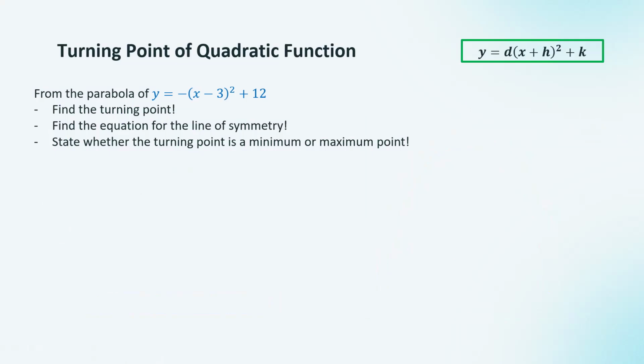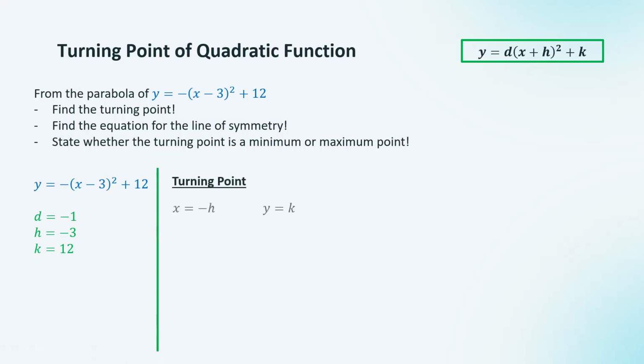Now, let's take a look at some examples. In this problem, we want to find the turning point, the line of symmetry, and also we need to know whether the turning point is a minimum or a maximum point. In this case, it's in the form where we complete the square. So we can find d, h, and k first. d is negative 1, h is minus 3, and k should be 12. After this, we can use the formula directly.